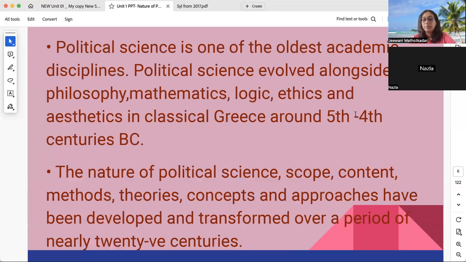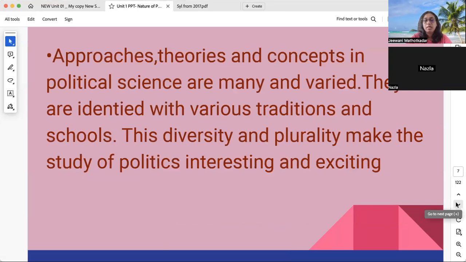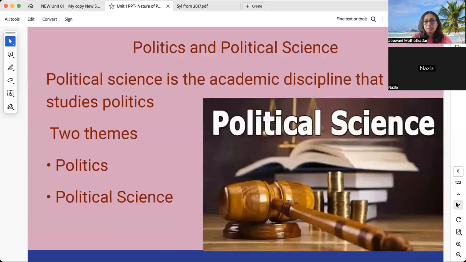As I told you earlier, it is one of the oldest academic disciplines. It evolved alongside philosophy, mathematics, logic, ethics, and aesthetics in classical Greece around the 4th and 5th centuries BC. Also, as I told you earlier, its scope, nature, content, methods, and theories have changed and developed over 25 centuries. A wide variety of approaches can be seen, and various traditions and schools, and that makes political science an interesting subject.